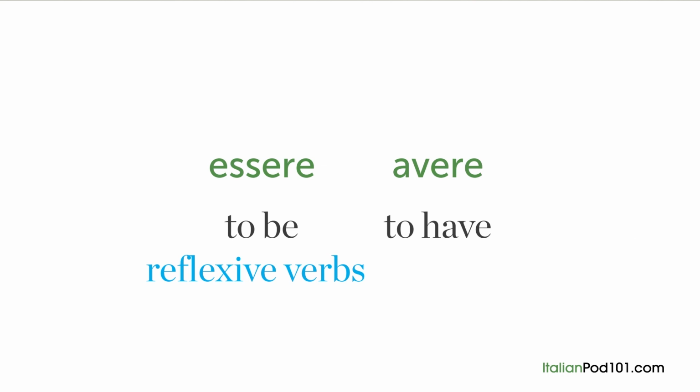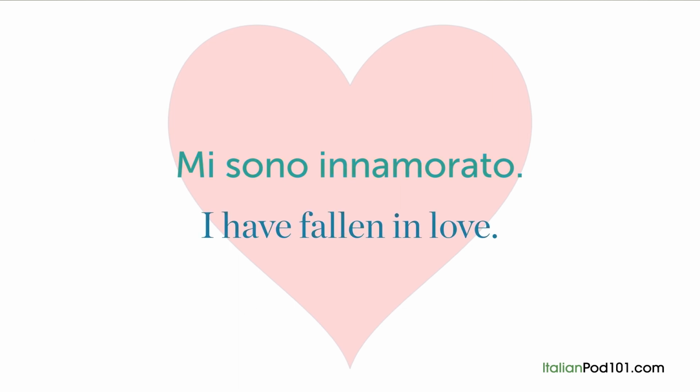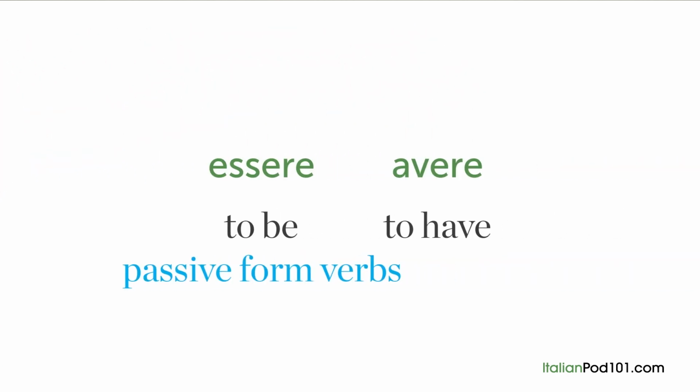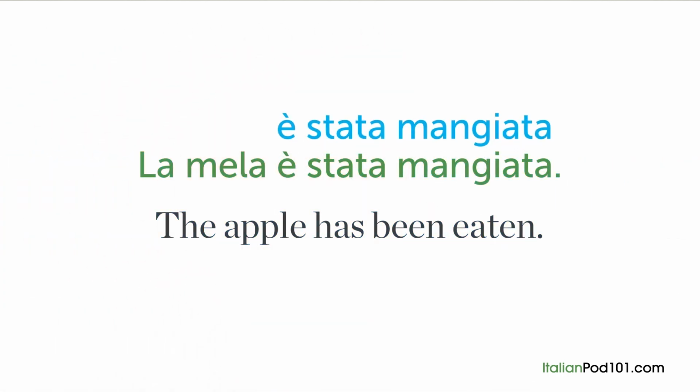Reflexive verbs, on the other hand, always use essere. Let's see an example. Mi sono innamorato. I have fallen in love. Innamorarsi, to fall in love, is reflexive. Verbs in the passive form also use essere. La mela è stata mangiata. The apple has been eaten. È stata mangiata, meaning has been eaten, is a passive form of mangiare, to eat.